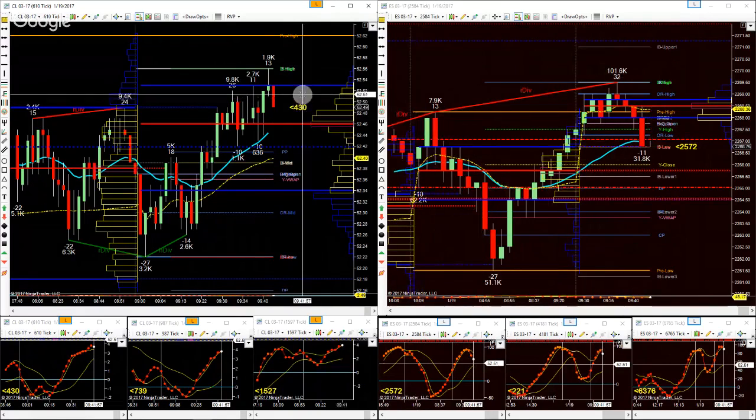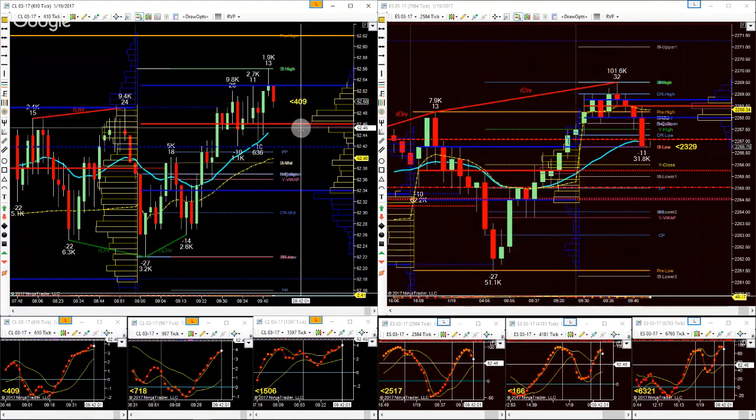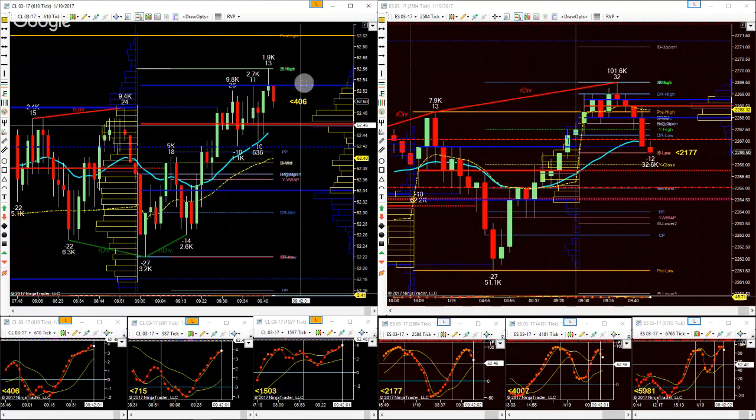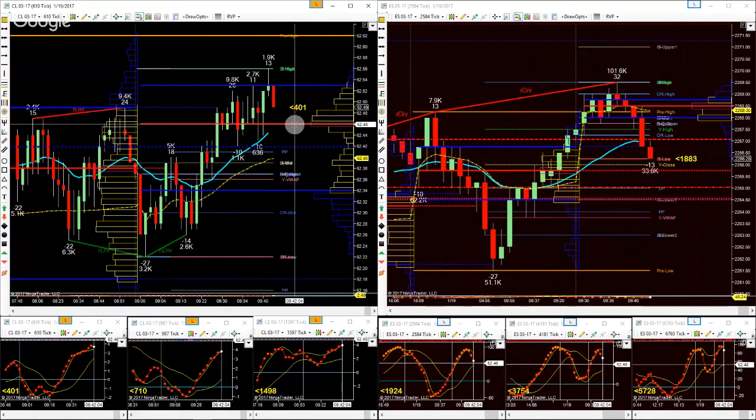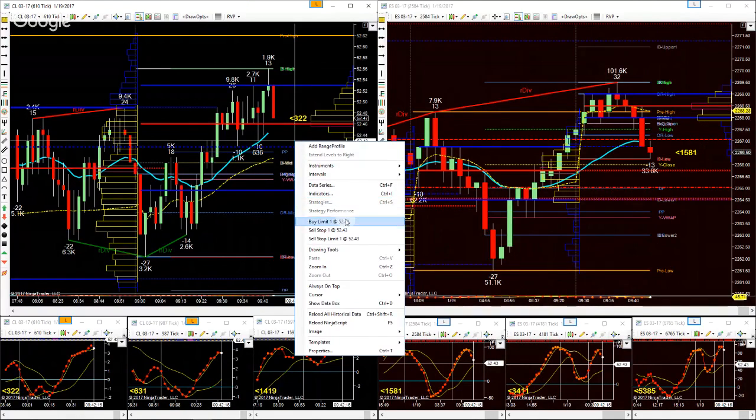So same basic idea now. Looking for a pullback. It's going to be a little harder to find an entry here because we don't just want to get in. We probably have to start looking to enter somewhere near the bottom of this here, but I'd really like to be closer down to here. So first things first, let's get an order out here.